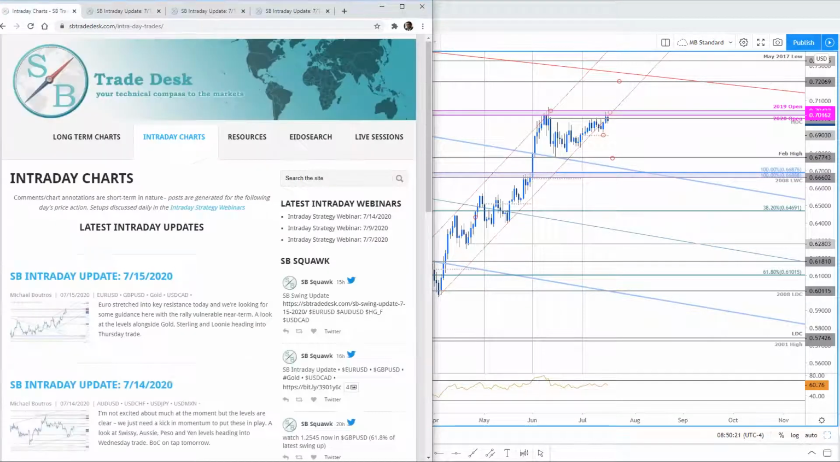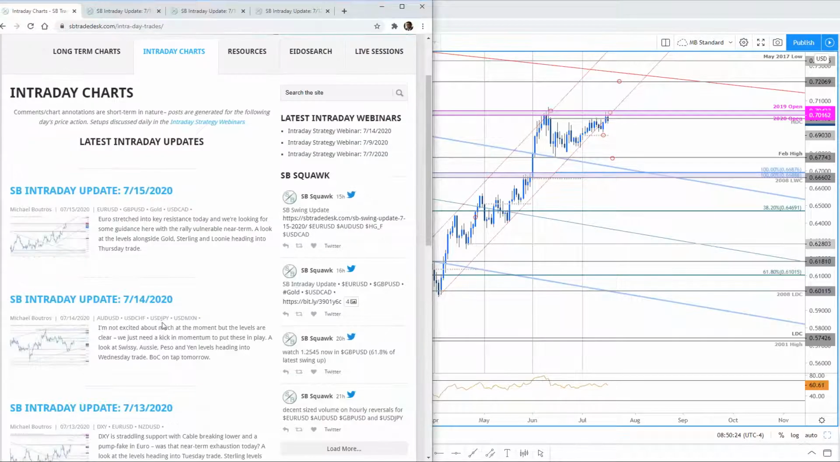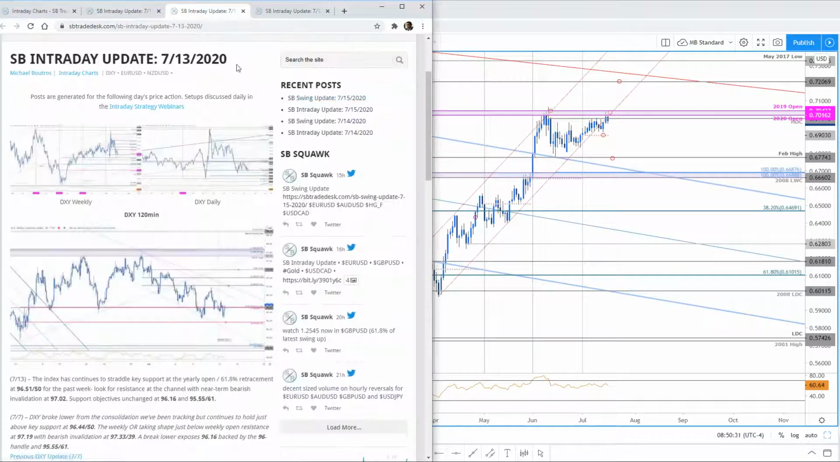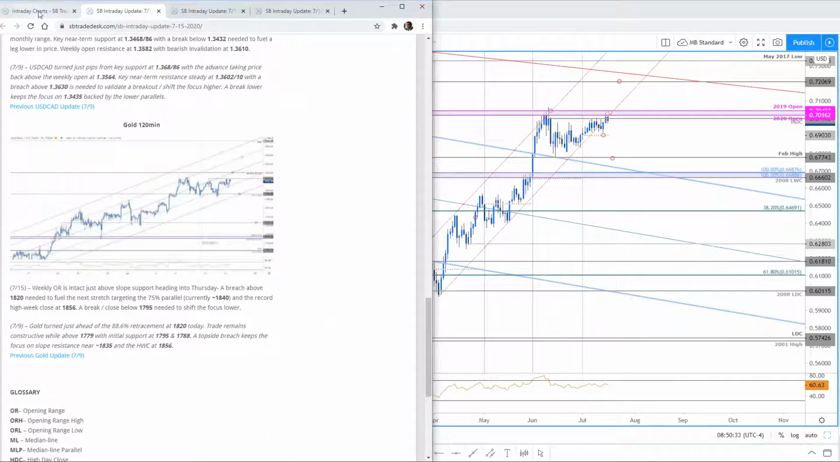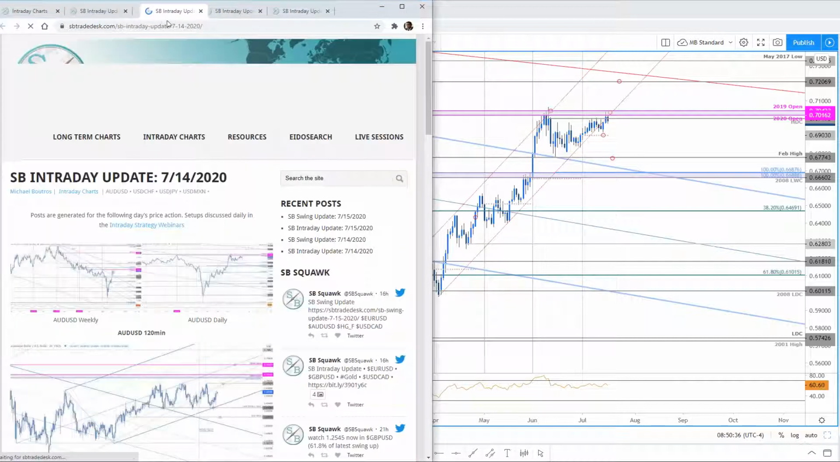We'll come back to gold. Where was my last Aussie update? You know what? It's on the list. I don't know why. It was on the intraday chart on the 14th, apparently, which I don't have here. Put that in place. There we go.